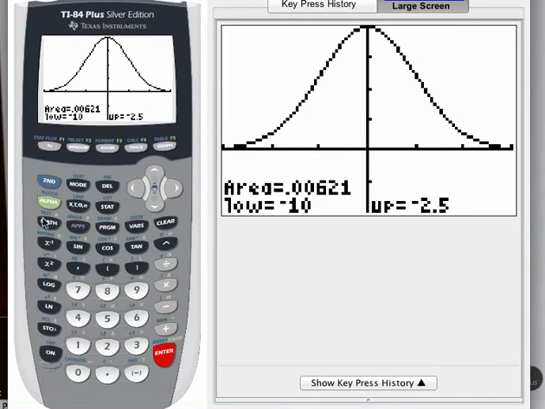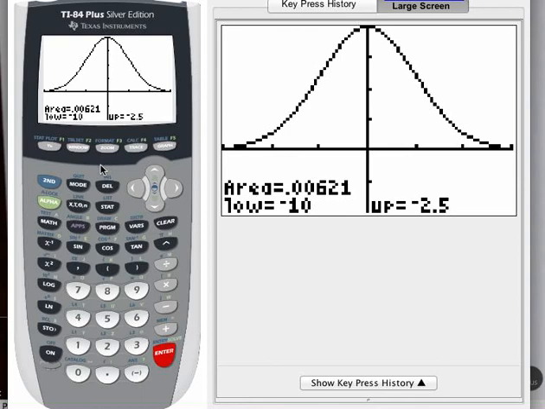0.00621. Notice that area is way over here, and because the screen on your calculator doesn't offer a lot of resolution, you can't even see the shading of that area. But I know I've got the correct area because it's indicating the correct lower and upper boundary that I specified. So the area is quite small.